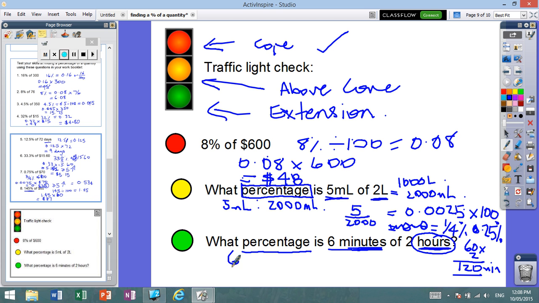Okay, so we have 6 minutes divided by 120 minutes to find out what it is, and that gives us 0.05. Now we need to find that out as a percentage because we've got it as a decimal at the moment, and when we want to change a decimal to a percentage, we multiply by 100, and that equals 5%. Okay, so it's a little bit advanced, a little bit tricky, but that's the idea behind it.